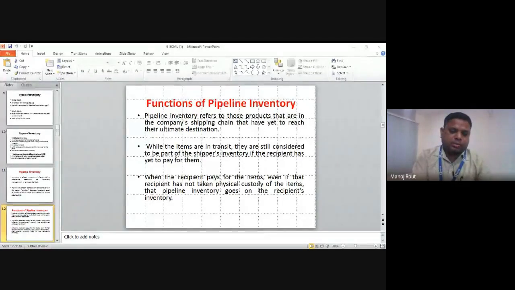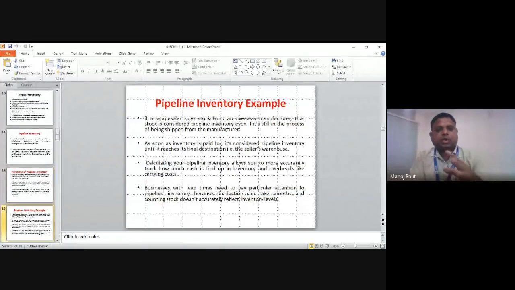So moving to the next one. For example, if a wholesaler buys stock from an overseas manufacturer, that stock is considered pipeline inventory, even if it is not yet in the process of being shipped from the manufacturer. Ajay told the case study of Tata Steel or Tata Automotives. Tata Automotive has a large number of overseas manufacturers for making automotive engine components. Clear? In that case, that order directly goes to your pipeline inventory.